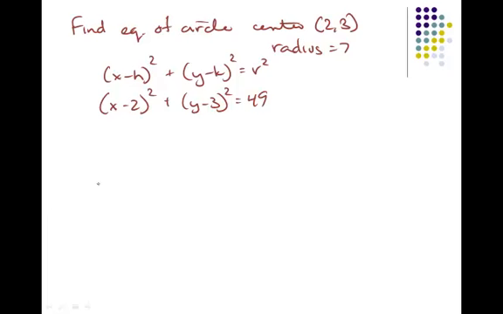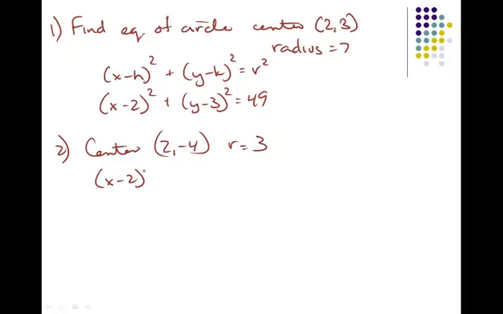Simple enough. Do a quick one for me. It'll be example 2: a circle whose center is at 2, negative 4, and that has a radius of 3. So again, that's going to be x minus 2 squared plus y plus 4 squared, minus a negative 4 is plus 4, equals 9. So that's all we have to do to write equations of circles.